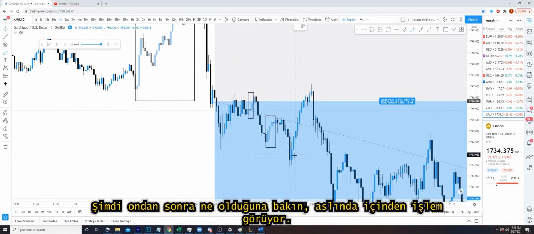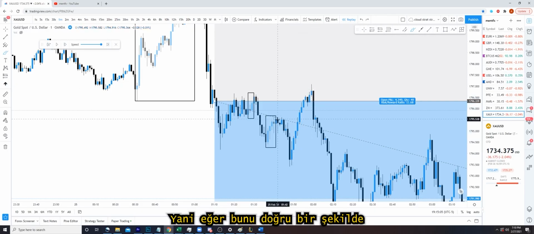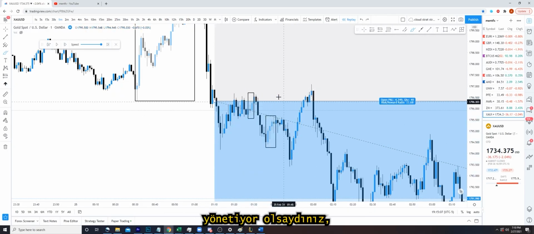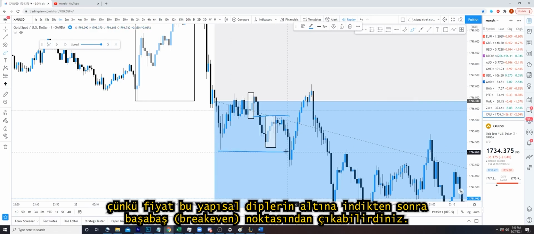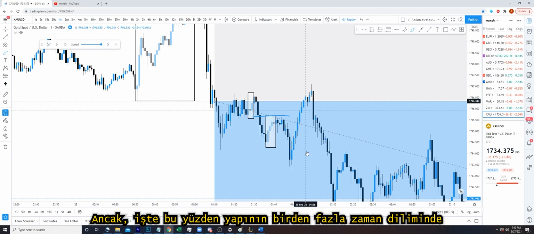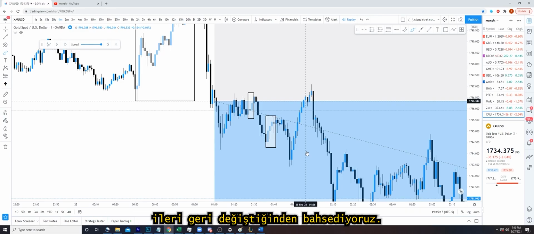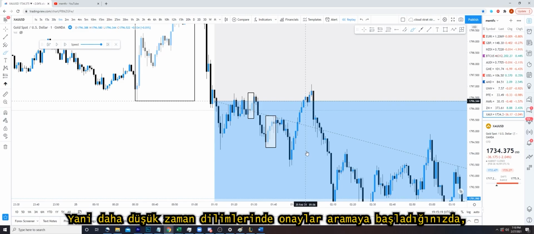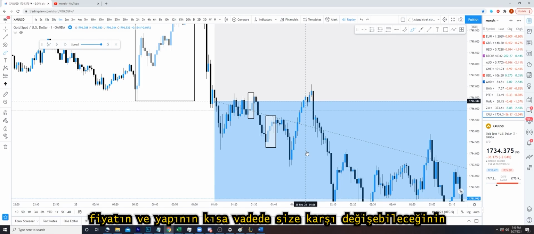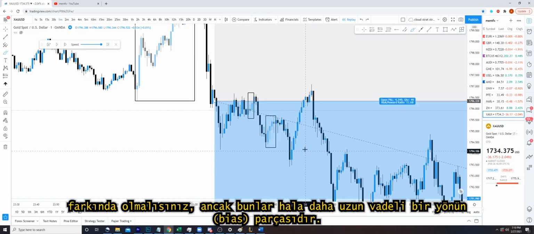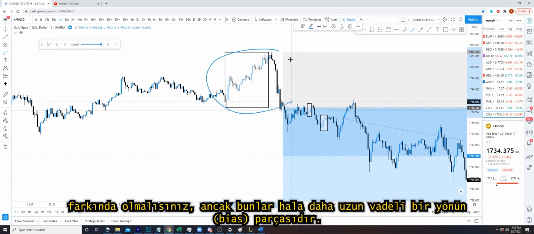Now, look what happens after though. It actually trades through it. So if you had been managing this correctly, you would not have been stopped on these sells because you would have been able to get out at break even after price got below these structural lows. However, this is why we speak about structure changing back and forth on multiple timeframes. So when you start looking for confirmations on lower timeframes, you need to be cognizant of the fact that price and structure can change on you short term, but they are still part of a longer term bias.